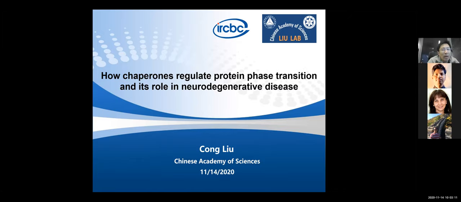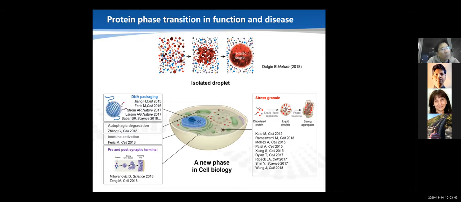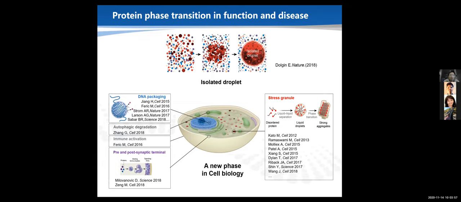So my lab mainly focuses on protein phase separation and amyloid aggregation, the underlying mechanism, structure basis, and its role in neurodegenerative disease. So today I'm going to report our work on how chaperones regulate protein phase transition and protein amyloid aggregation in neurodegenerative disease. In the past 10 years, protein phase transition or protein liquid phase separation has been a very hot topic. The protein can self-assemble into liquid-like droplets, which were found to be involved in all kinds of different granules, involving biological processes like DNA packing, heterochromatin remodeling, autophagy, immune activity, or pre- or post-synaptic terminal formation.